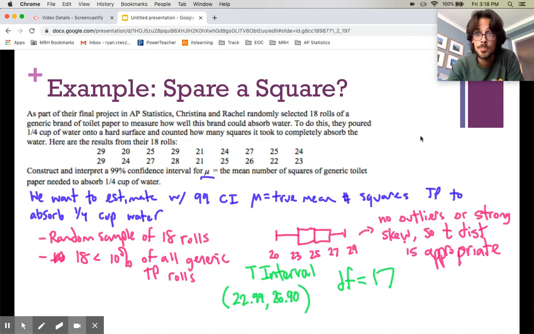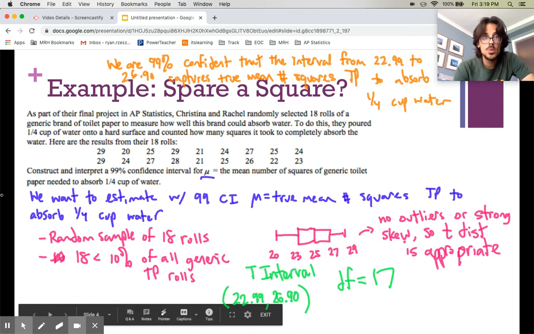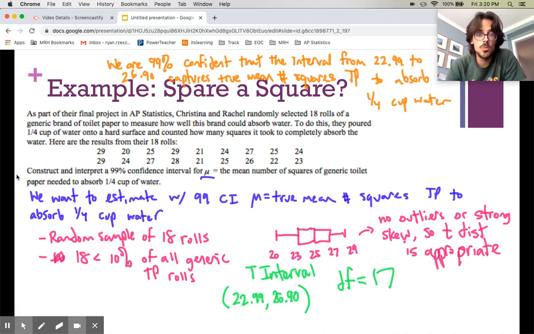So we've got that. And then you guys can go ahead and write a conclusion. I will pause and throw it up there. All right, so I've got my conclusion written in orange up at the top there. We're 99% confident that the interval from 22.99 to 26.90 captures the true mean, make sure you mention average, number of squares of TP required to absorb a fourth cup of water.